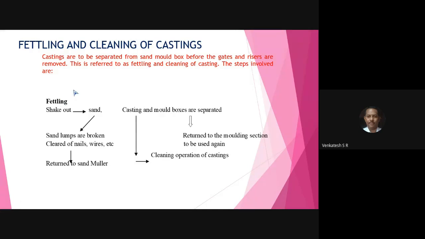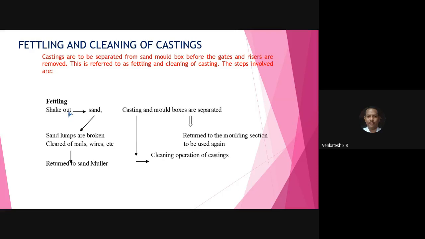In the fettling operation, the first operation is shake out. There will be a shake out machine using a cam and motor. They keep the castings on the shake out machine, whose vibrating base vibrates the casting so that whichever sand particles stick to the castings come out of the casting. That is called the shake out process.